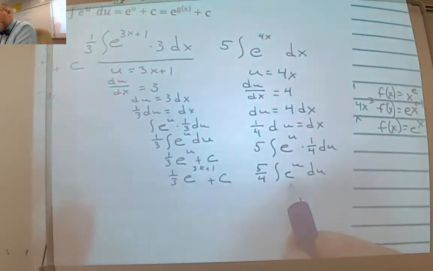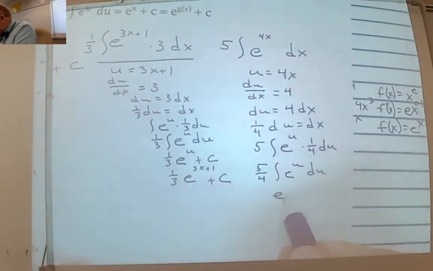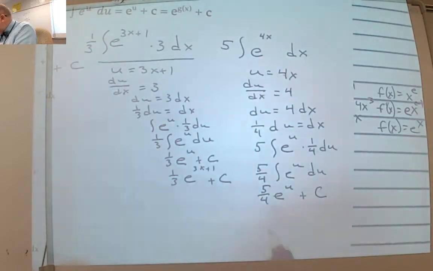What's the antiderivative of e to the u? It's e to the u, with that 5/4 out front, plus a c. And so my final answer is 5/4 e to what power, Rayanne? 4x plus c.